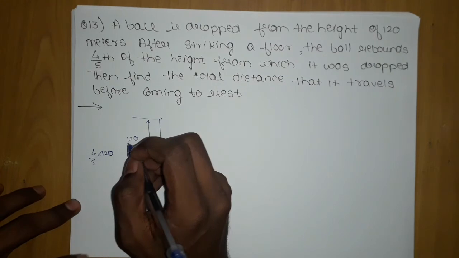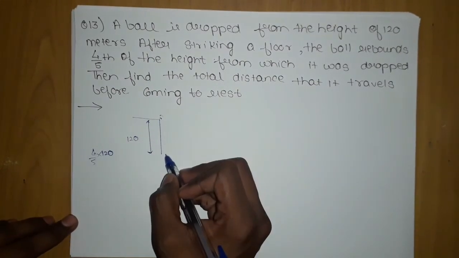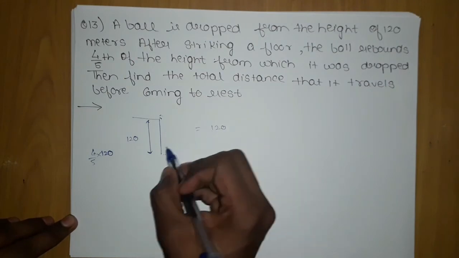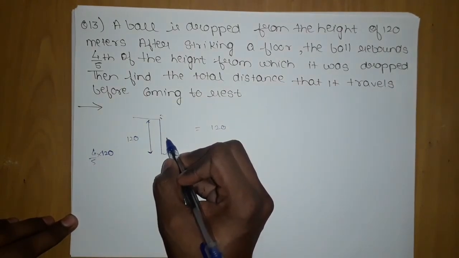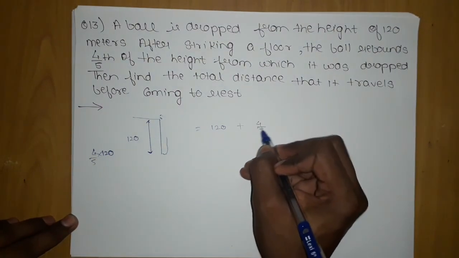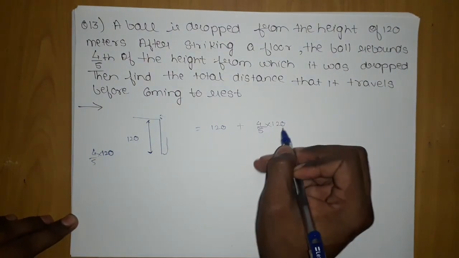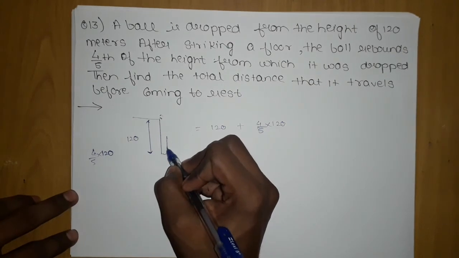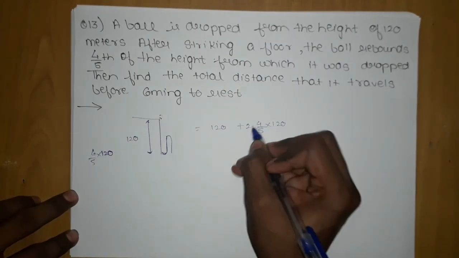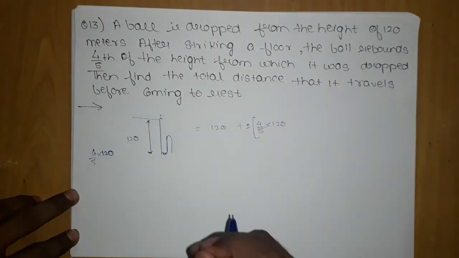Now, the distance covered by the ball. If I drop it, it will first travel 120 meters. Then it will bounce back to a height of 4 by 5th into 120. Then it will move down the same distance again, so twice of this.